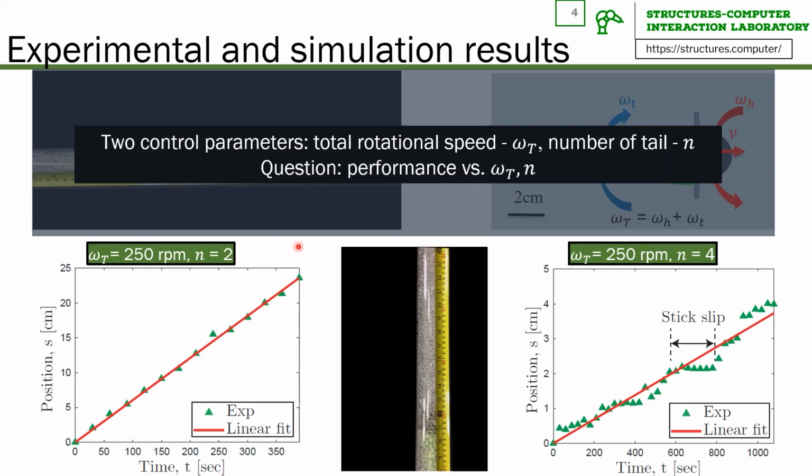From experiments, we found that omega_T has to reach a threshold before the robot can start to move. Then we plot the experiment data of the robot position versus time. Then we linearly fit the experimental data, and the slope here denotes the robot moving speed. When n increases from 2 to 4, we found that sometimes the robot gets stuck in the same position for some time, and this is called jamming or stick-slip.